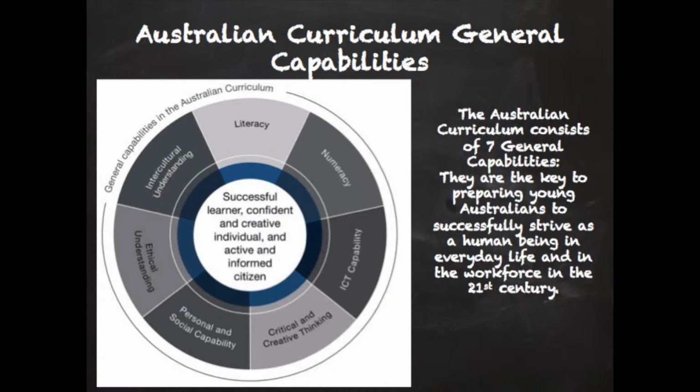Well, I did some research, and in the curriculum, there are 7 general capabilities. They are the key to preparing young Australians to successfully thrive as human beings in everyday life and in the workforce of the 21st century. The 7 general capabilities include literacy, numeracy, ICT capability, critical and creative thinking, personal and social capability, ethical understanding, and intercultural understanding.